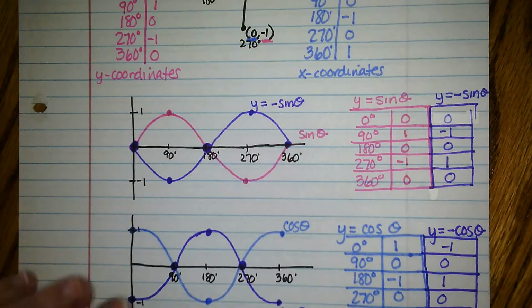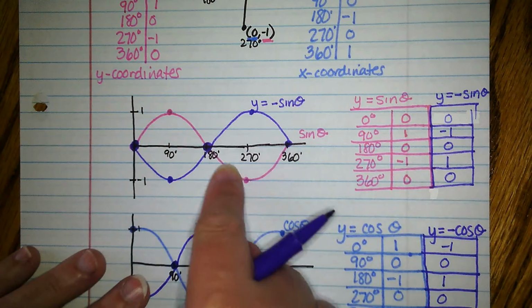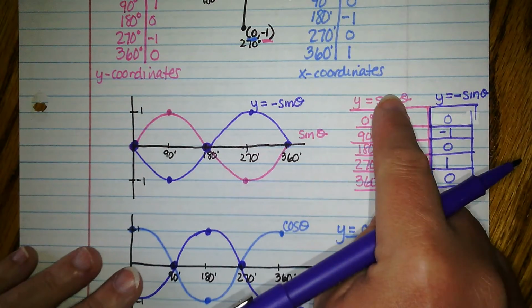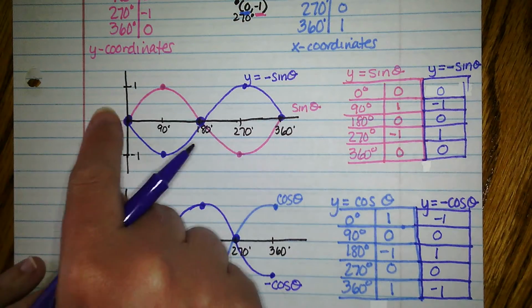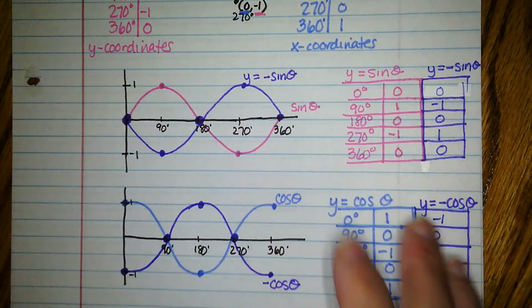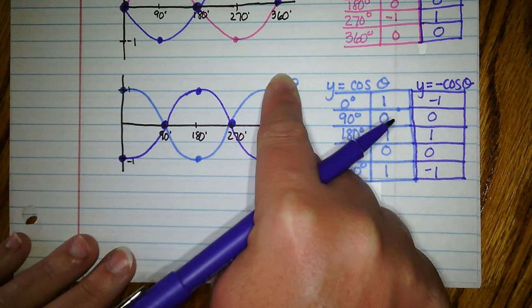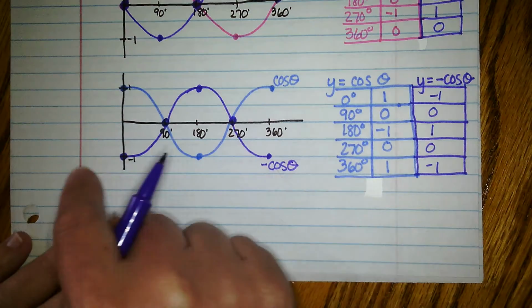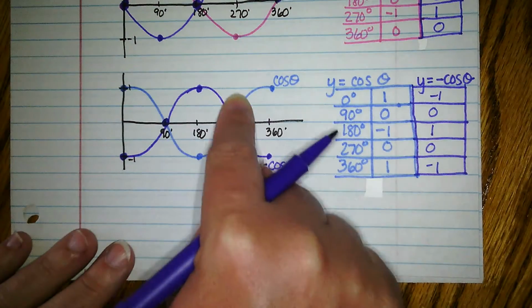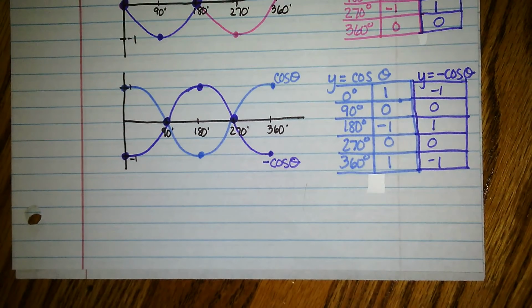So for sine, anything that starts up and makes an S is going to be a positive sine theta. Anything that starts and moves down and makes an S will be a negative sine theta. For cosine, if it makes a U shape, it's going to be positive cosine. If it makes a mountain shape, it's going to be a negative cosine theta. That is your lesson on reflections in the x-axis.